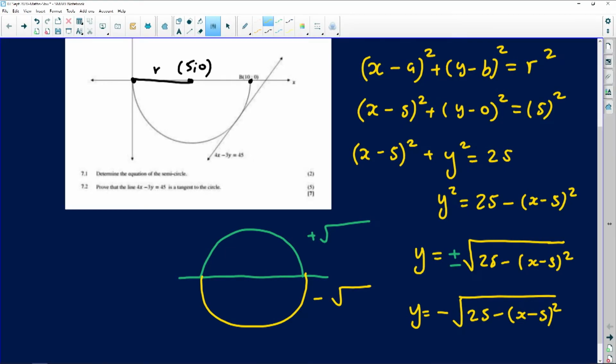We are being told here now that we need to prove that the line 4x minus 3y equals 45 is a tangent to the circle. You must never make assumptions.